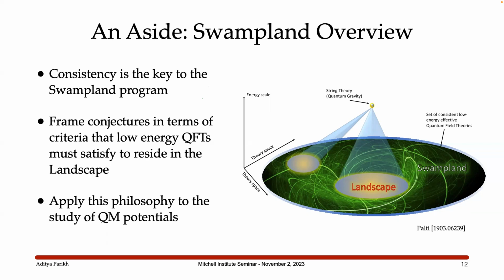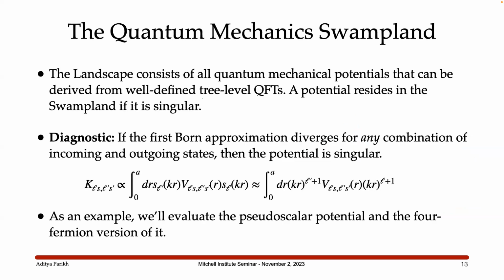So what I'm going to do is basically apply this exact philosophy to study quantum mechanical potentials, right? So I'm going to take a step down and do essentially the same picture, except replace string theory and quantum gravity with tree-level QFT, and then replace this entire landscape and swampland at the bottom with quantum mechanical potentials. So for me, the landscape is going to consist of all quantum mechanical potentials that can be derived from well-defined tree-level QFTs. So that's what I'm going to consider to be in my landscape.